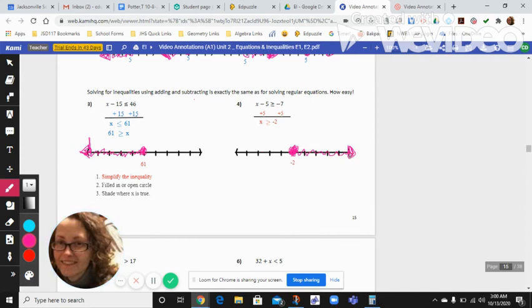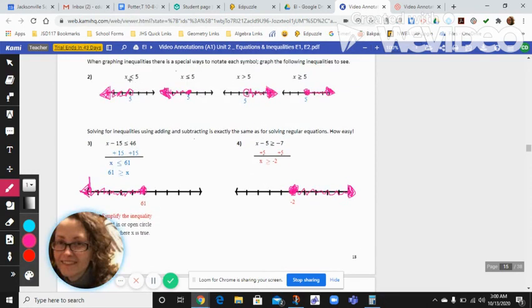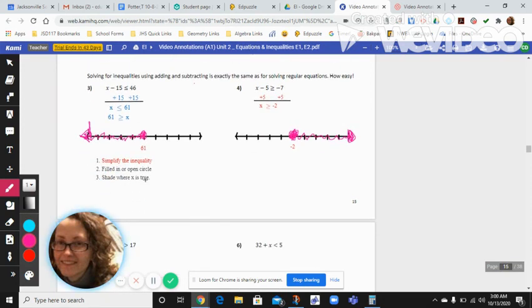So our steps for completing these is to simplify the inequality. So I'm going to either add or subtract, multiply or divide to get the variable by itself. I want to simplify that inequality. I want to have an x by itself. I want to decide whether I'm going to have a filled in or an open circle. So does it have the line underneath it or not? If it has the line underneath of it, it will be a filled in circle. If it does not have the line underneath of it, it will be an open circle. And then I'm going to shade where x is true.